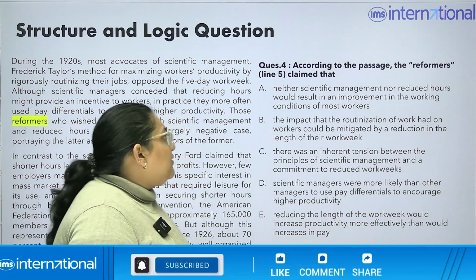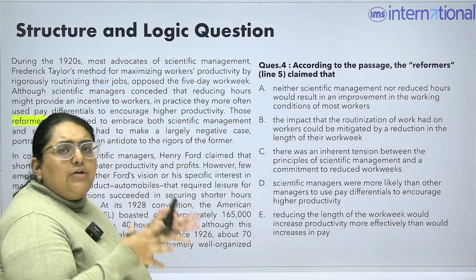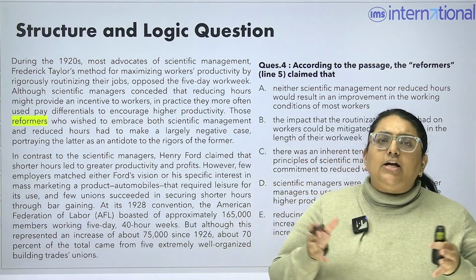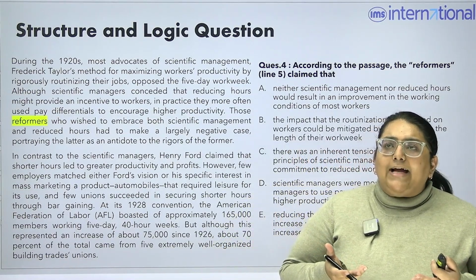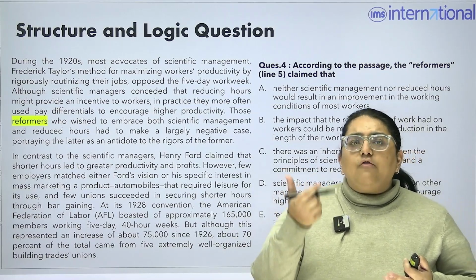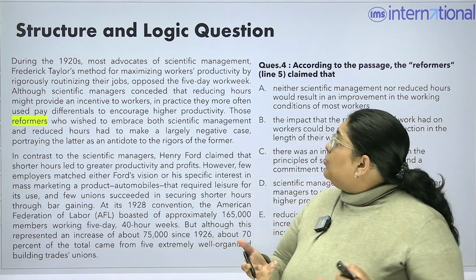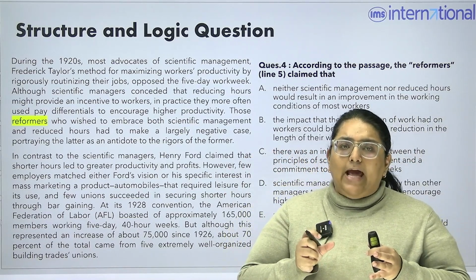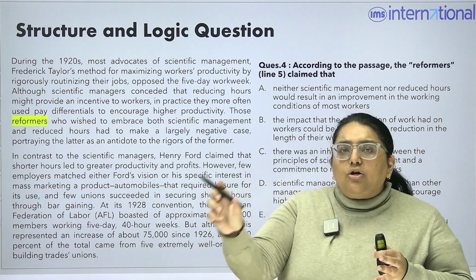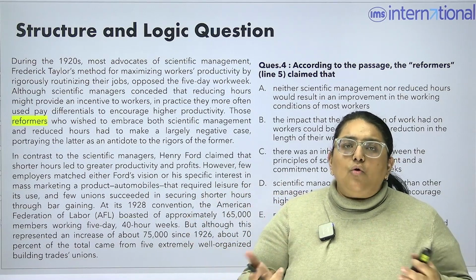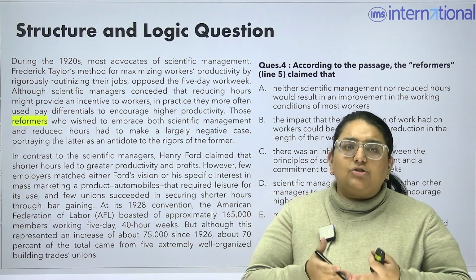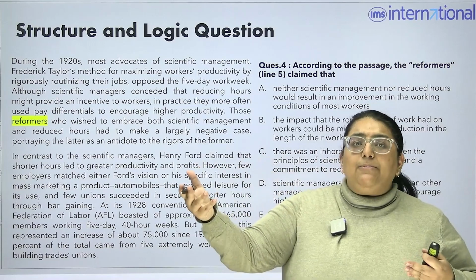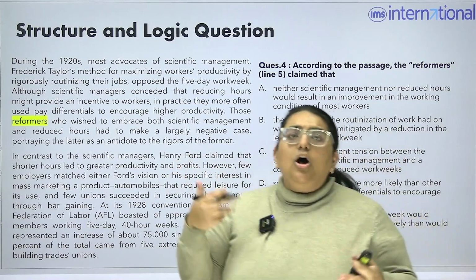Now let's have a look at the last one, the fourth question, which is a structure and logic question. Now what is a structure and logic question? In a structure and logic question, they will ask you what is the significance of a particular line, or they can ask you, like in this question, what a particular type of people or a particular group of people are referring to, what they are claiming. That is a structure and logic question. Sometimes they might also ask how the claim of these X people changes throughout the passage. That is a logic question.